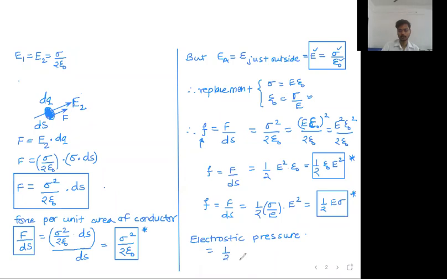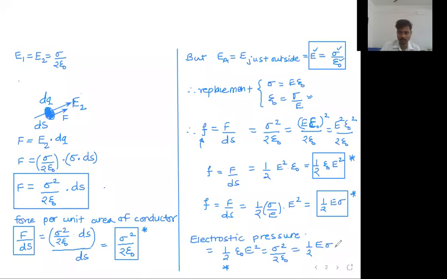Three formulae: 1/2 epsilon 0 E square, sigma square upon 2 epsilon 0, it is always epsilon 0. Then the third formula is 1/2 E epsilon. Out of these only one you have to remember, the others you can derive as per the need.